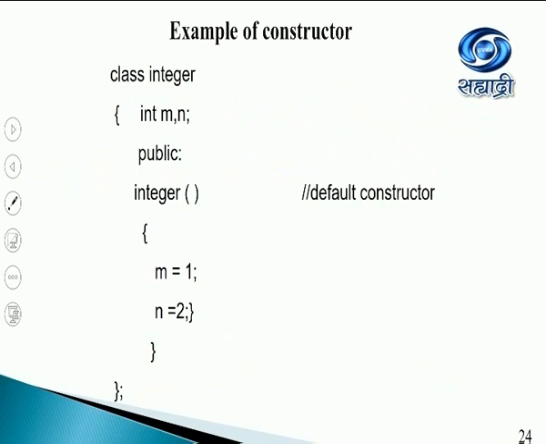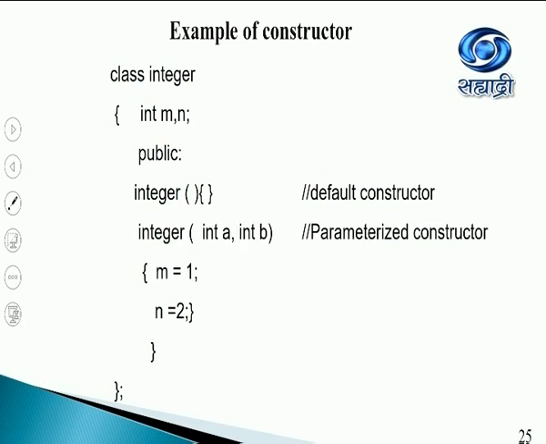I've taken a small example here. This is a class integer where I have two integers, m and n. Then I have public. In public, I have this constructor integer, which is a function. Now remember, these two brackets always imply a function. So this is integer and it has the same name as the class name, so it is a constructor. And I have initialized m and n to a particular value here.